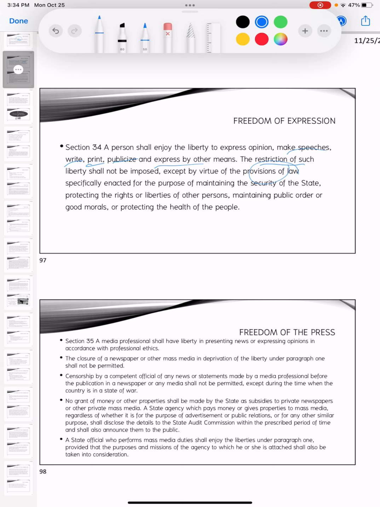And yes, for the purpose of maintaining security, protecting the rights and liberty of other persons, and again, the right to privacy has been provided by the Constitution at the same level, right? Another section is protected under the law as well. The right to privacy is protected under the law as well. So yeah, again, the conflict again, right?